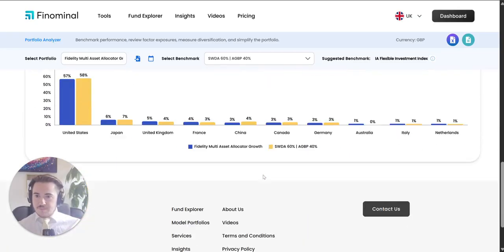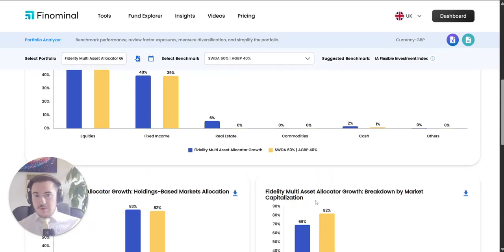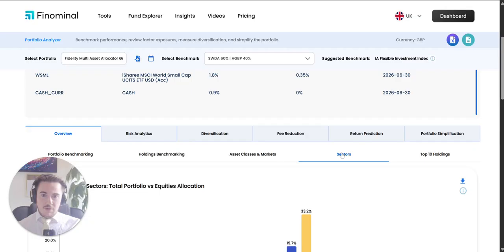Looking at breakdown by top 10 countries, so you've got majority in the US, 57%, which is comparable to that of the benchmark's 58%. And overall, the numbers here are very comparable to that of the benchmark. Looking at Japan, 6% portfolio, 7% benchmark. The UK, 5% portfolio, 4% benchmark. France, 4% portfolio, 3% benchmark. So very comparable indeed. But the main things worth noting, I would say, is that sector bet in the US, as we expect to see in most global equity portfolios.